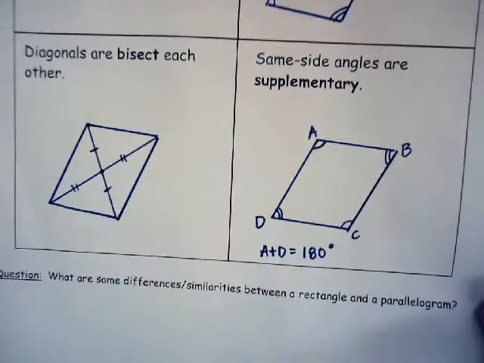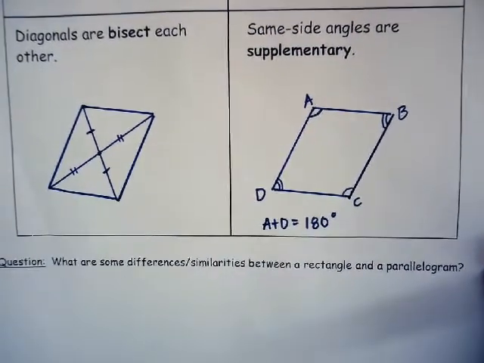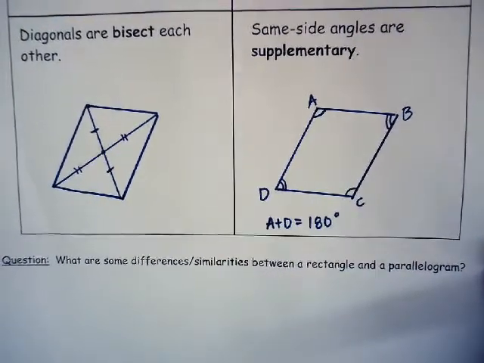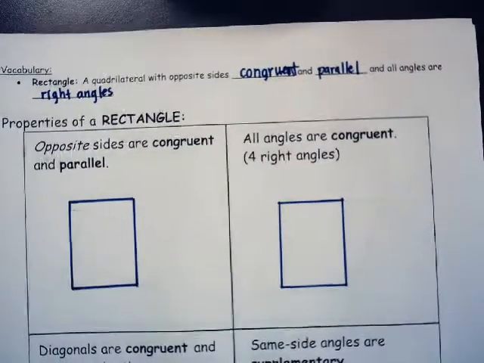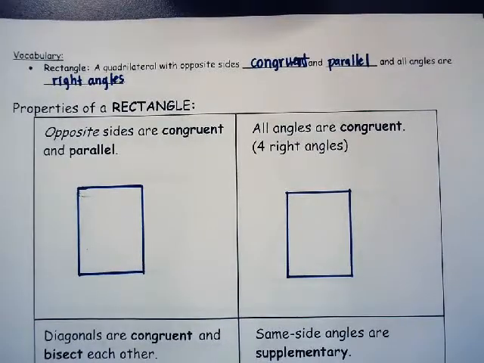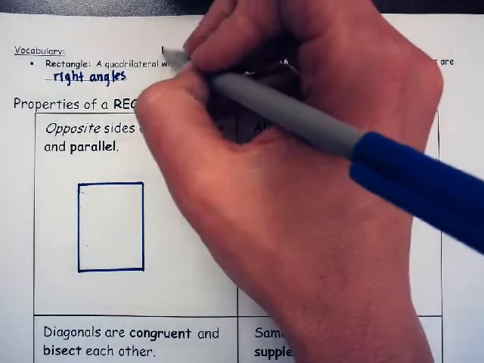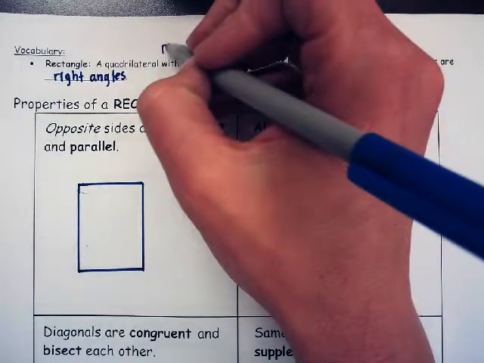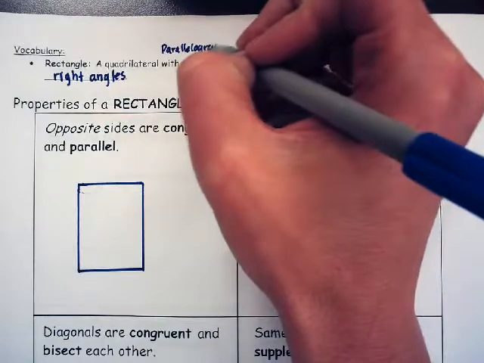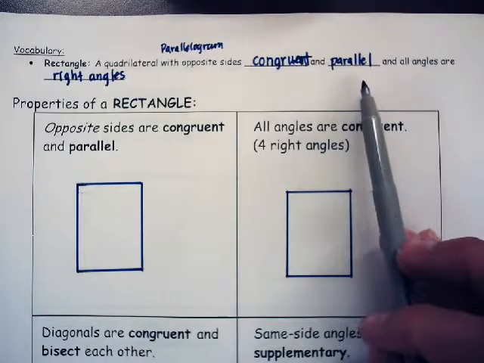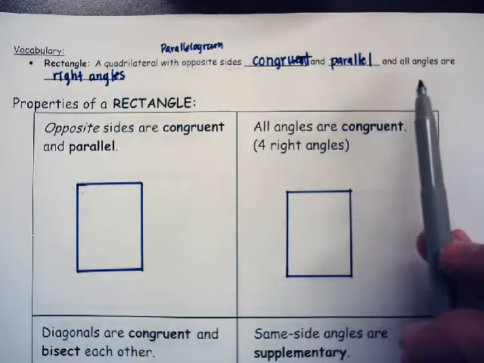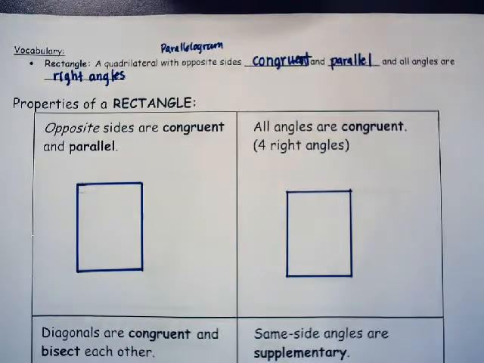Okay, so I'm going to have you skip the questions down here about the differences between a rectangle and a parallelogram, because we haven't talked about a rectangle yet. We will in just a minute. We'll go there next. Okay, a rectangle is a quadrilateral, and we can also say now it is also a parallelogram with opposite sides congruent and parallel. And here's the extra part: all angles are right angles.